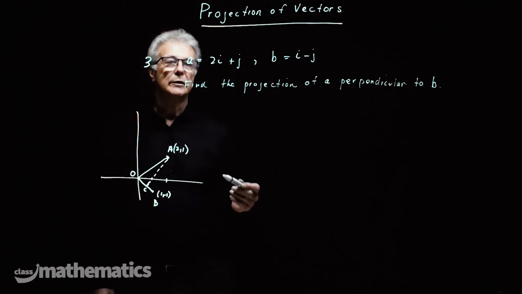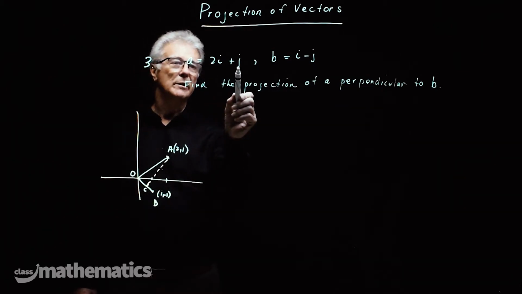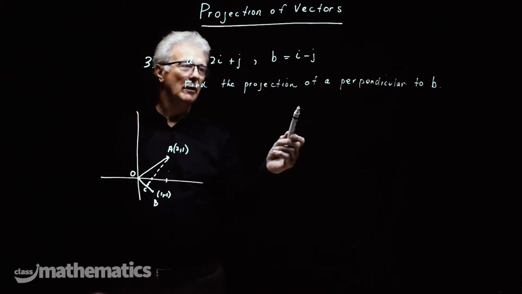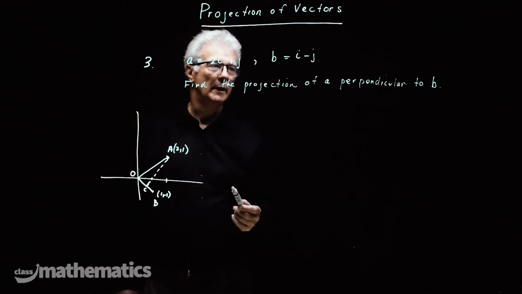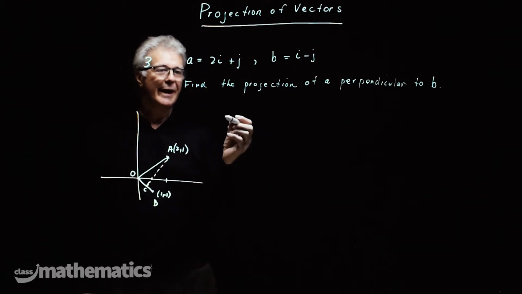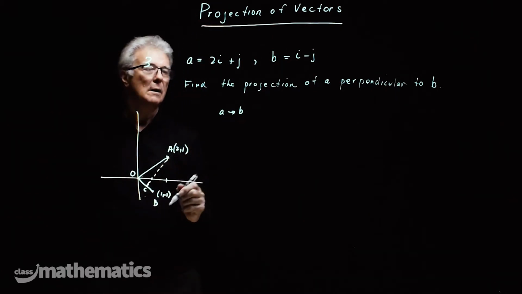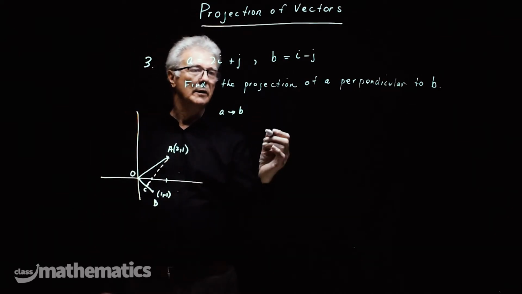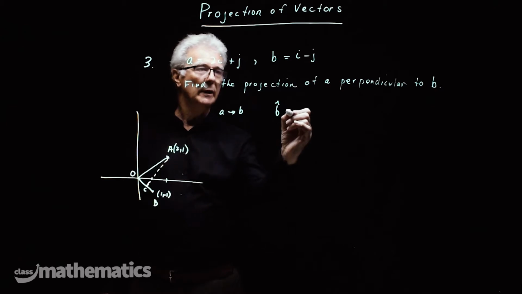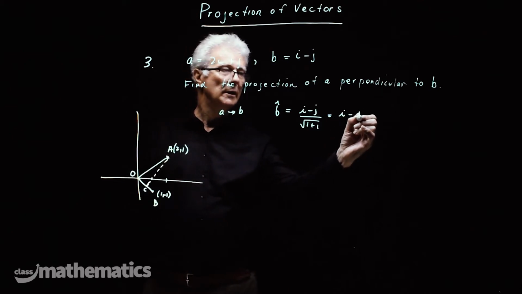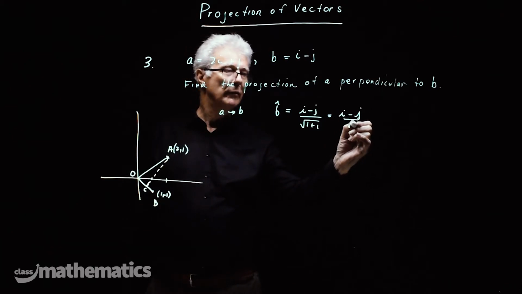Number 3, we have a = 2i + j and b = i - j. We have to find the projection of a perpendicular to b. Now, first of all, we have to find the projection of a onto b. So to do that, we need to find the unit vector of b. So the b unit vector is equal to (i - j) over the square root of 1 plus 1, and that's going to give me (i - j) all over the square root of 2.